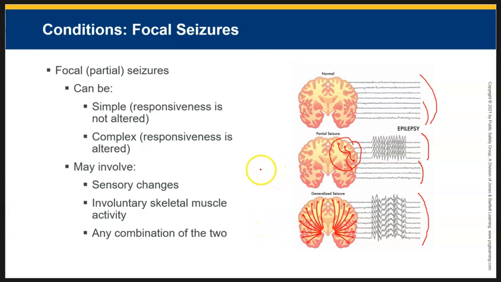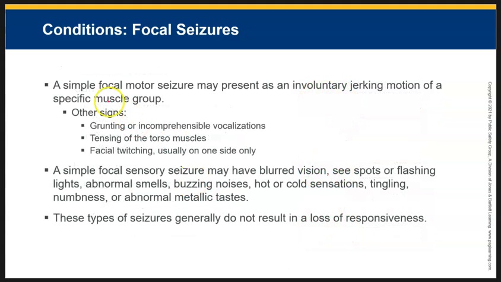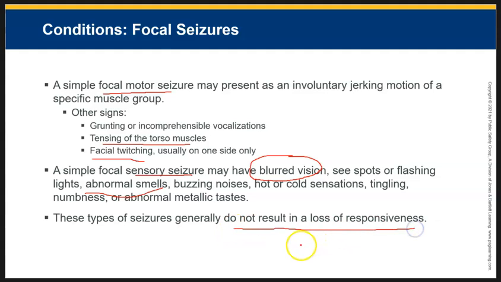Now, these seizures can be either simple or complex, relating to how responsiveness is affected, and once again, they may involve either sensory changes or motor changes, depending on that electrical activity. A simple focal motor seizure can result in movement of just a specific muscle group, for example, just facial twitching or tensing of the torso muscles. A focal sensory seizure will lead to blurred vision or seeing spots or perhaps an abnormal smell. Generally, a partial seizure or a focal seizure does not result in a loss of responsiveness.